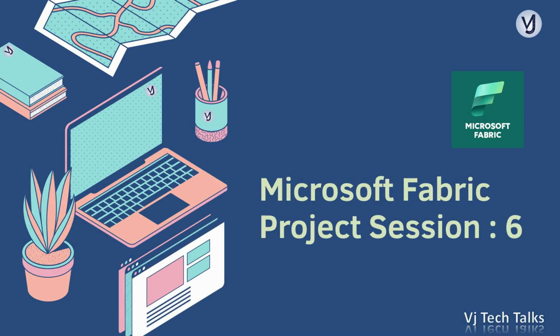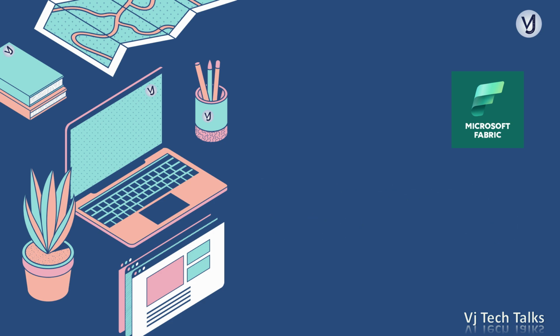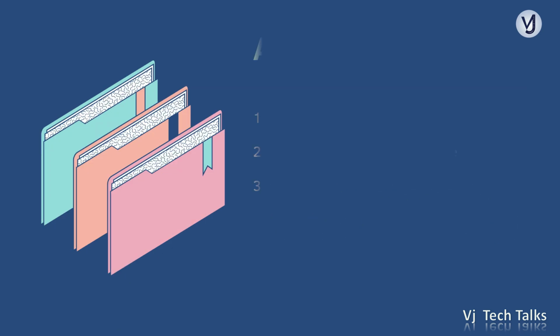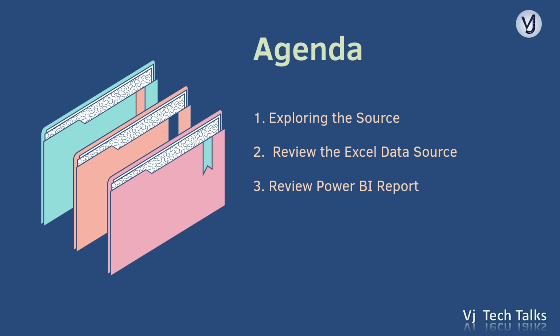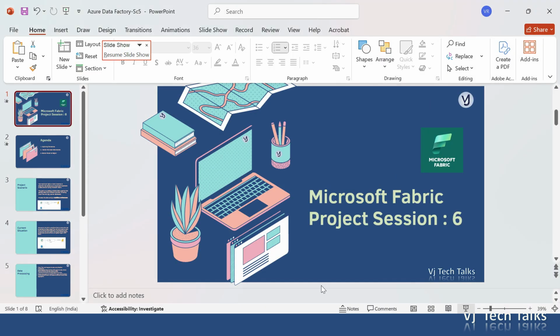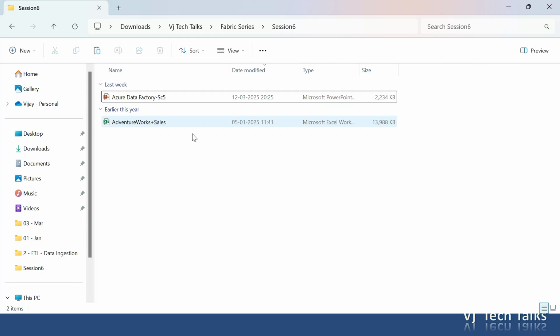In the last session, we learned about the project requirements for the Microsoft Fabric project series. In this session, we will learn about the sources utilized for the Microsoft Fabric project series. We will also try to review one of these sources and look into the Power BI reports. Here, I have one of the sources, an Excel source.